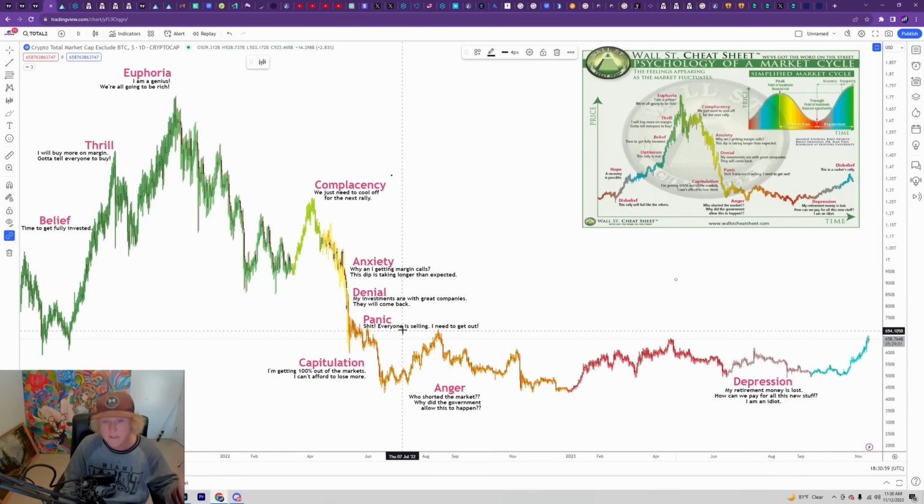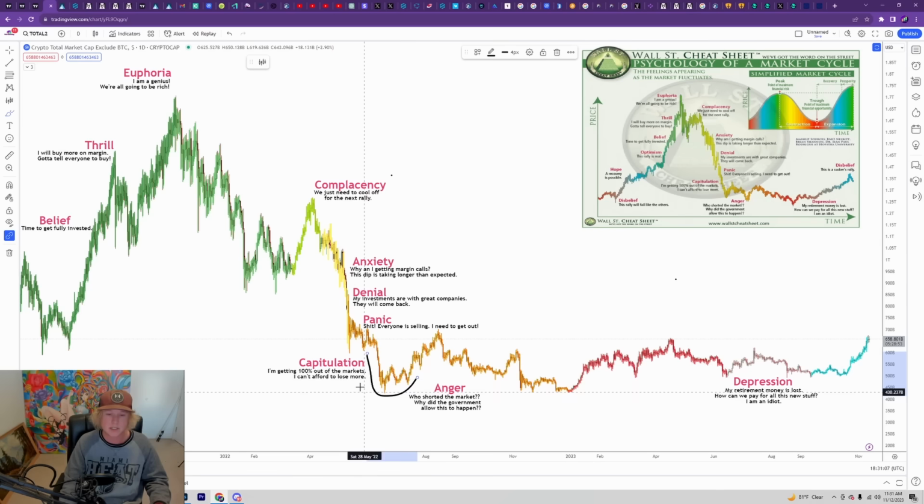Panic: everyone is selling. I need to get out. Capitulation: I am getting 100% out of the markets. I can't afford to lose more. And that's basically what we ended up seeing during the June capitulation, where Terra Luna went bankrupt, where Celsius went bankrupt, where we had all of these different lenders and stuff going bankrupt in our last bull market.